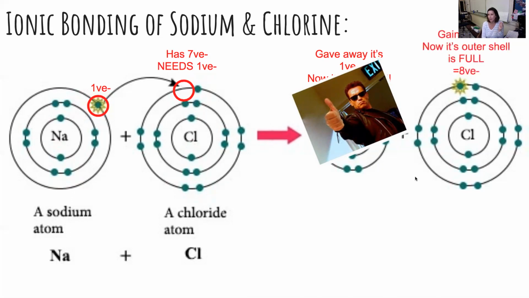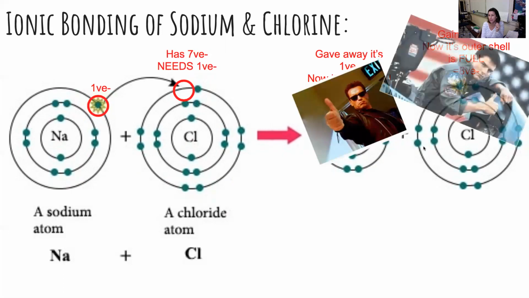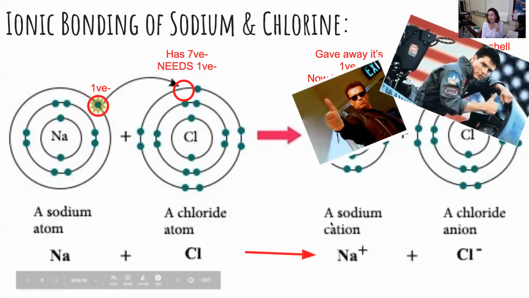He took that 1 valence electron, so now his outermost shell has gained that 1 electron that he needed, and so now it's full and he's met the octet rule, so he's happy. All right, sodium becomes a cation, so a +1 charge.